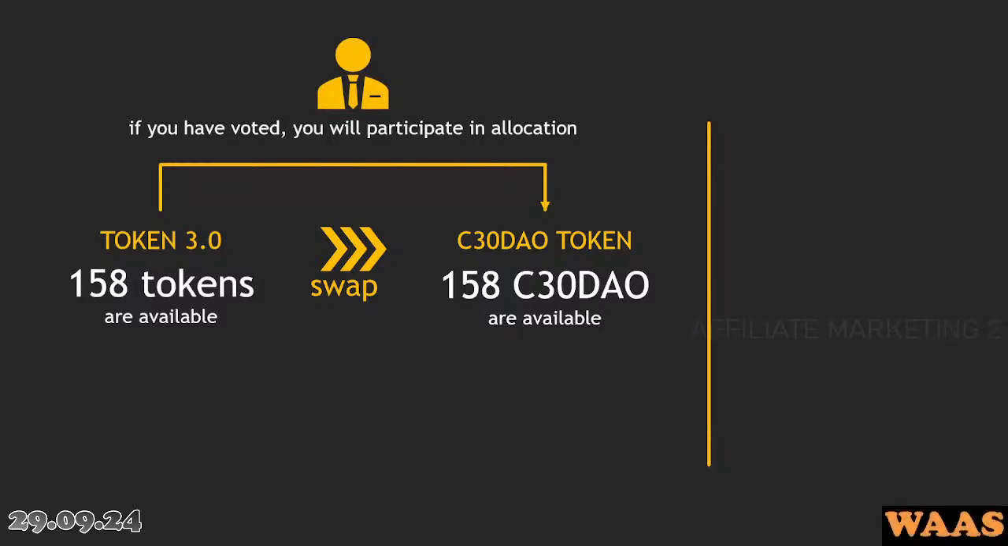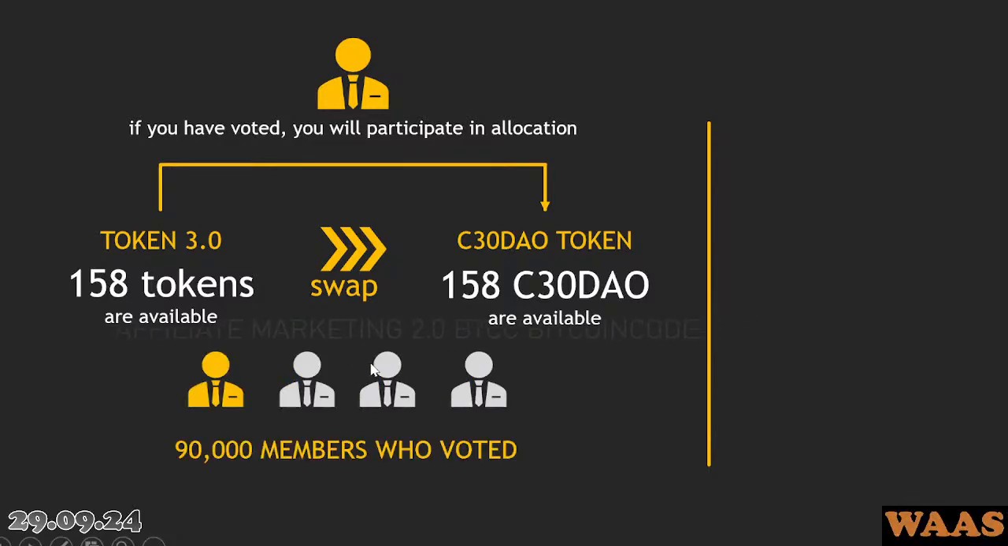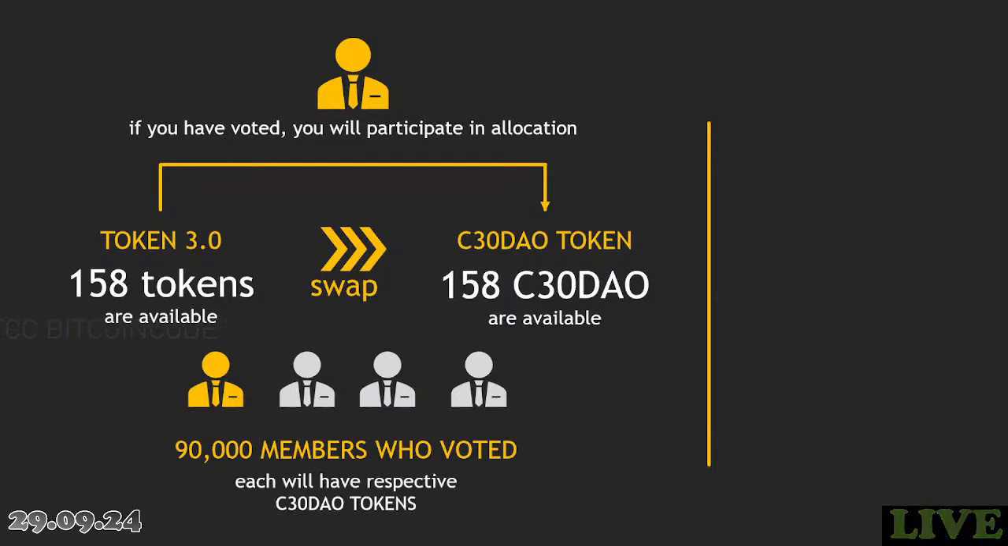That part was only for the understanding, but now this is the real thing that will happen. Whatever tokens are available for allocation, you will be able to swap them to C30 DAO tokens, right? And all the community members, all the 90,000 members who voted, will have this same feature. So based on how many tokens you have accumulated, you will be able to claim that many C30 DAO tokens. So now token 3.0 have been swapped to C30 DAO tokens.